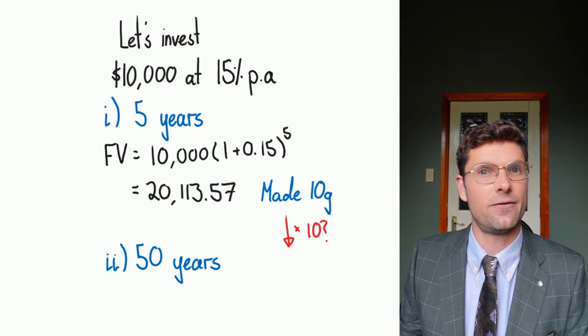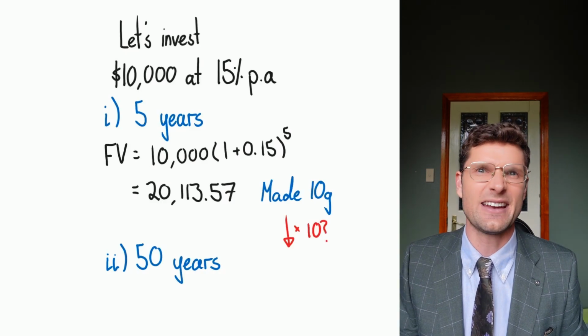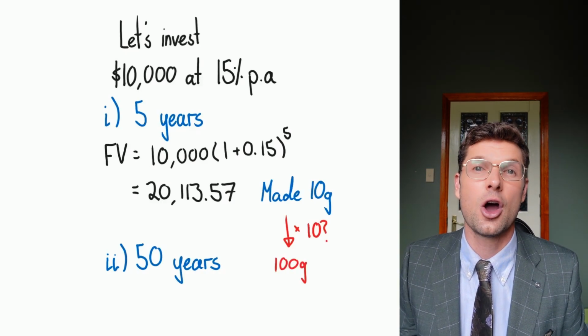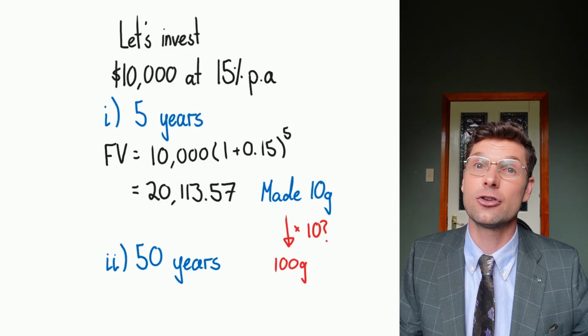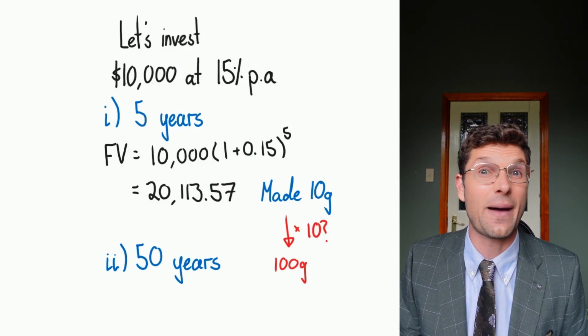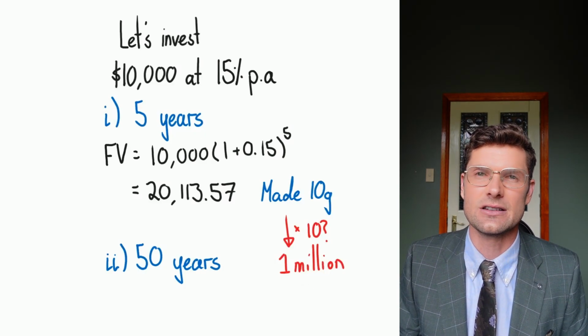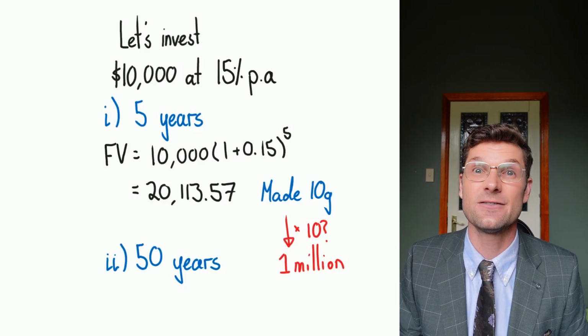So because I'm going to keep it in for 10 times longer, am I going to earn about 10 times more? Let's say 100 grand. Or because we've got this idea of interest on top of interest, maybe I'm going to make heaps more. Maybe I'll make $1 million. Let's see how this works out for this example.